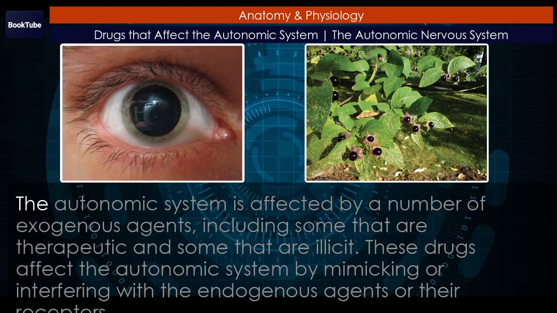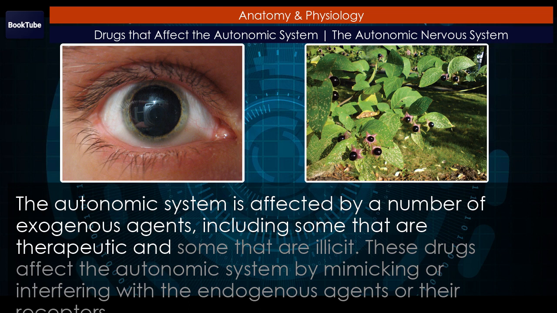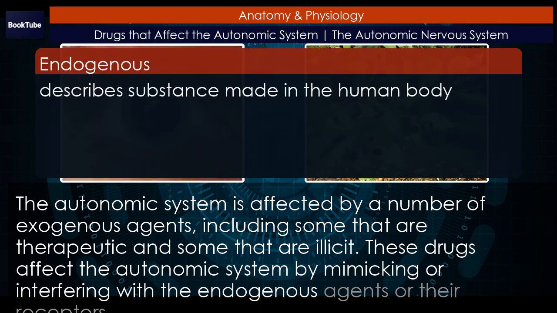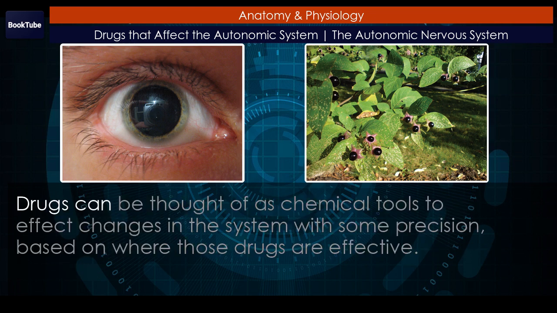Chapter Review. The autonomic system is affected by a number of exogenous agents, including some that are therapeutic and some that are illicit. These drugs affect the autonomic system by mimicking or interfering with the endogenous agents or their receptors. A survey of how different drugs affect autonomic function illustrates the role that the neurotransmitters and hormones play in autonomic function. Drugs can be thought of as chemical tools to affect changes in the system with some precision, based on where those drugs are effective.